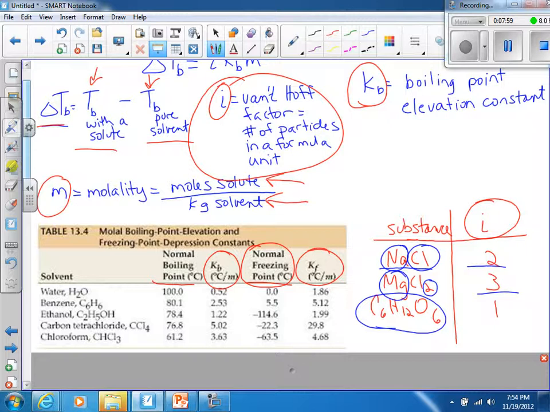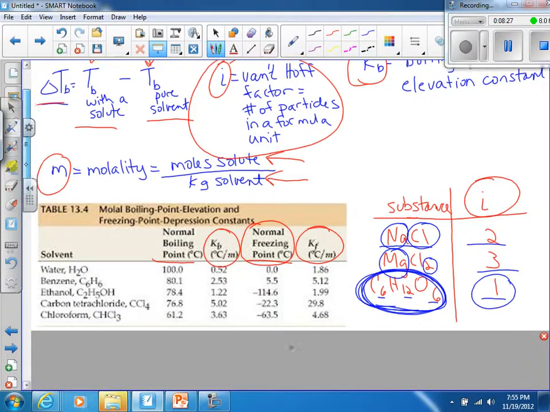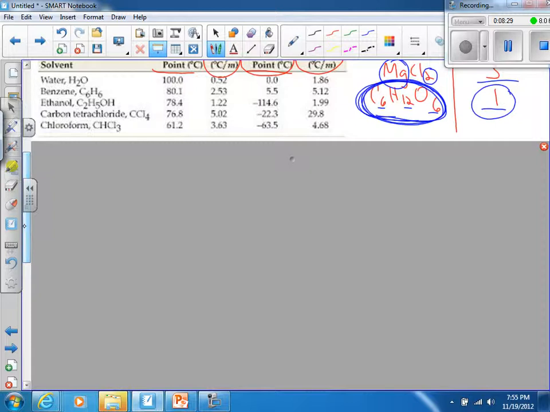Now glucose, C6H12O6. You might be looking at that and thinking, why is it 1? That doesn't make any sense, Dr. Udell. We have a 6, a 12, and a 6. However, glucose is not ionic. When it dissolves in water, you get only 1 single particle for each particle that's put into the solution. So I is just 1. And for almost all the problems we will do, I is 1.